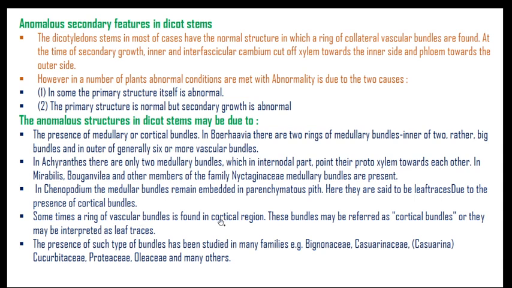Sometimes a ring of vascular bundles is found in the cortical region. In that cortical zone there is a development of vascular bundles. This is an abnormal condition. These bundles may be referred to as cortical bundles or they may be interpreted as leaf traces. The presence of such bundles has been studied in many families like Bignoniaceae, Casuarinaceae, Cucurbitaceae, Proteaceae and many others.